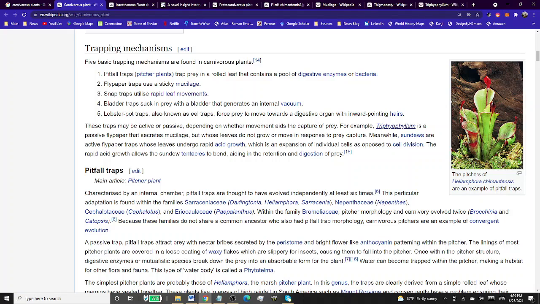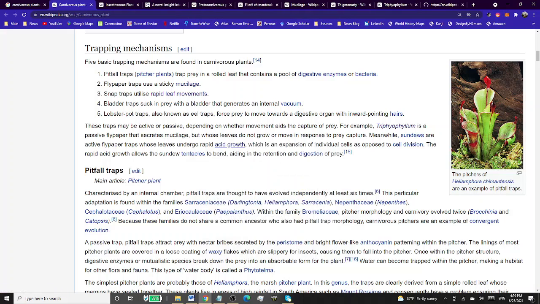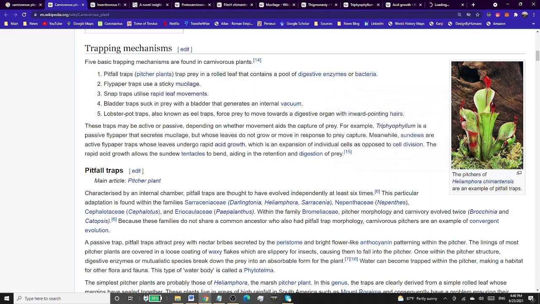Here we go. The sundews are the active flypaper traps, and their leaves undergo acid growth. They expand their cells instead of dividing their cells to enable them to move. The plant tentacles bend to then hug you, essentially, with stickiness. And those are the sundews over there.